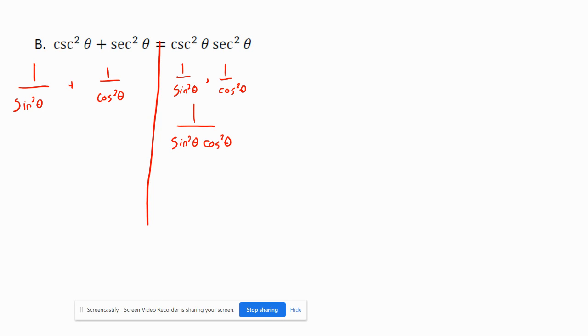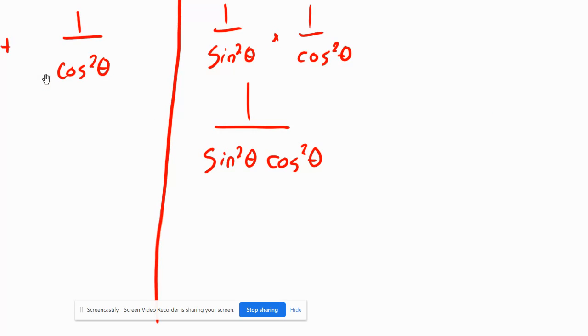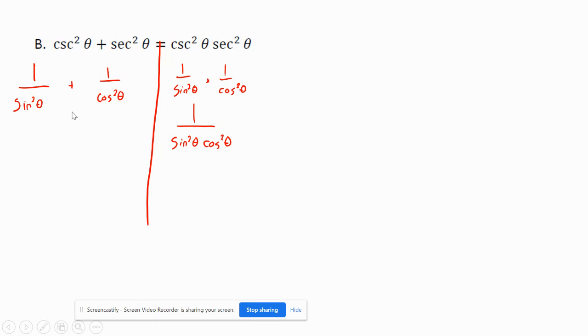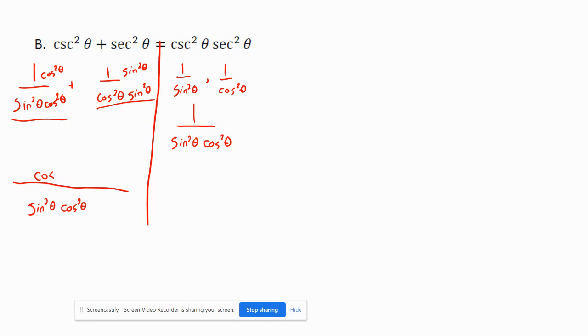On the left-hand side, we're adding two fractions and we do not have a common denominator. My first term needs to have a cos squared in the bottom, so I'm going to multiply by cos squared over cos squared. On the other term, I'm going to multiply by sine squared over sine squared. Now we have a common denominator of sine squared cos squared, and in our numerator we have sine squared plus cos squared.